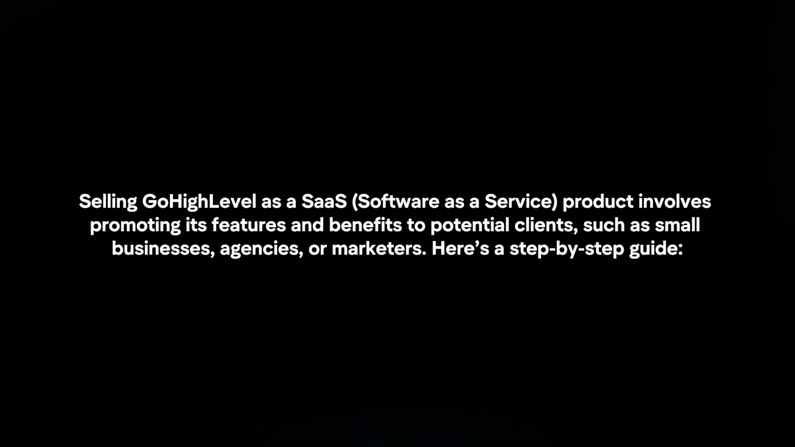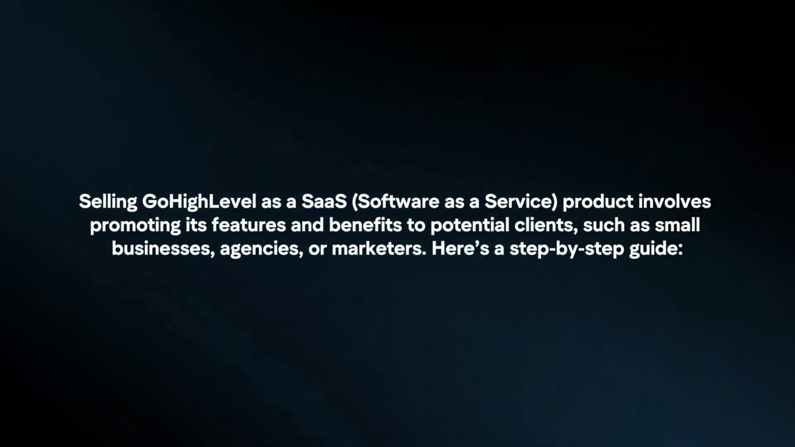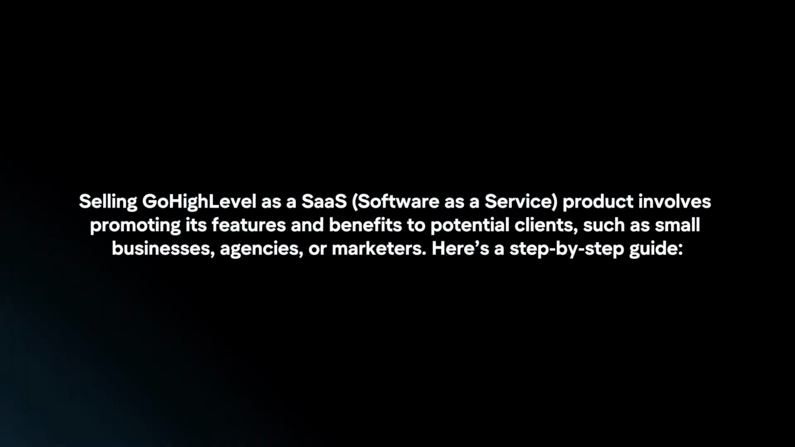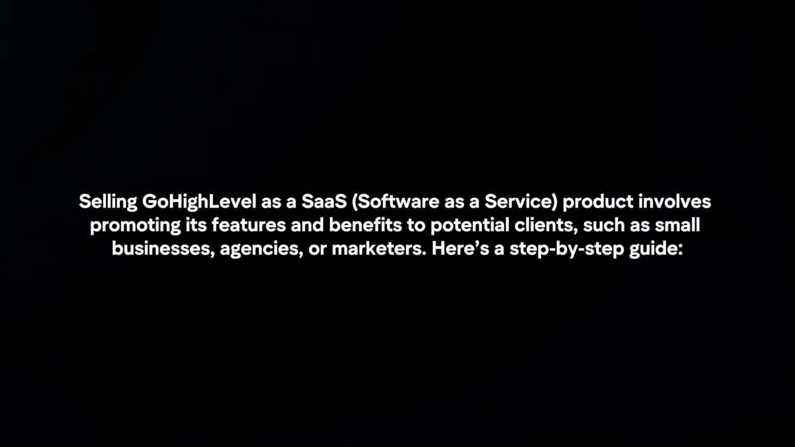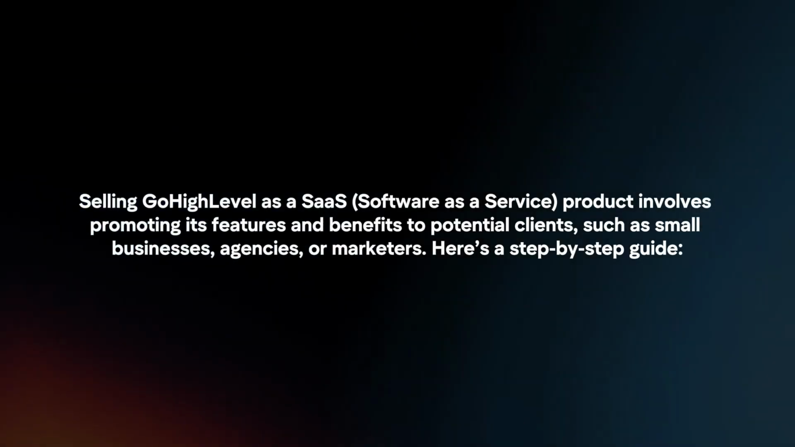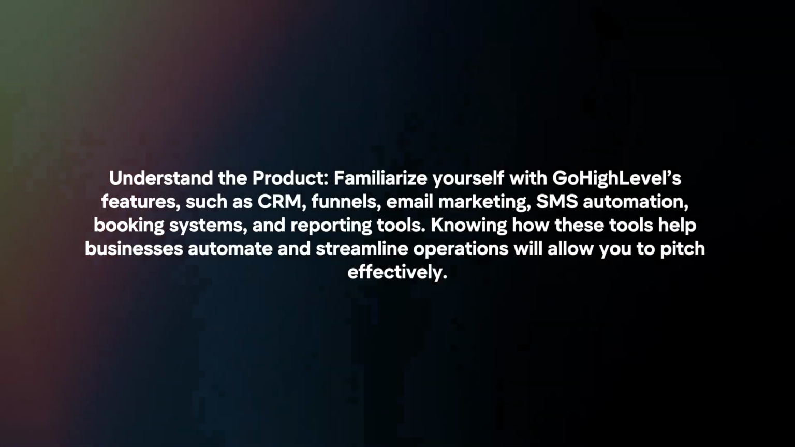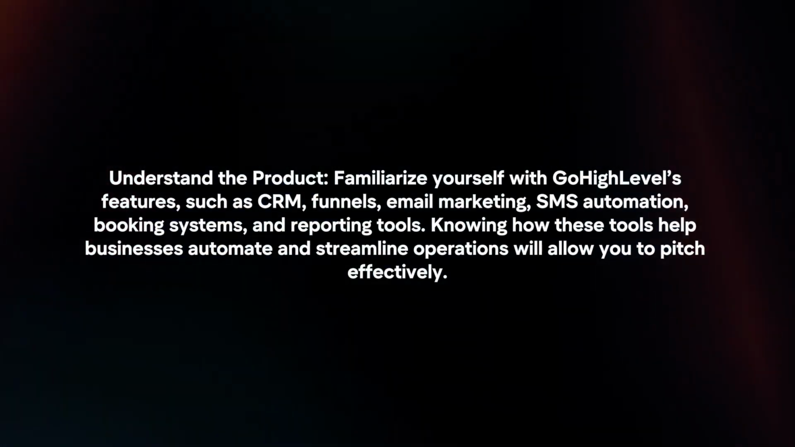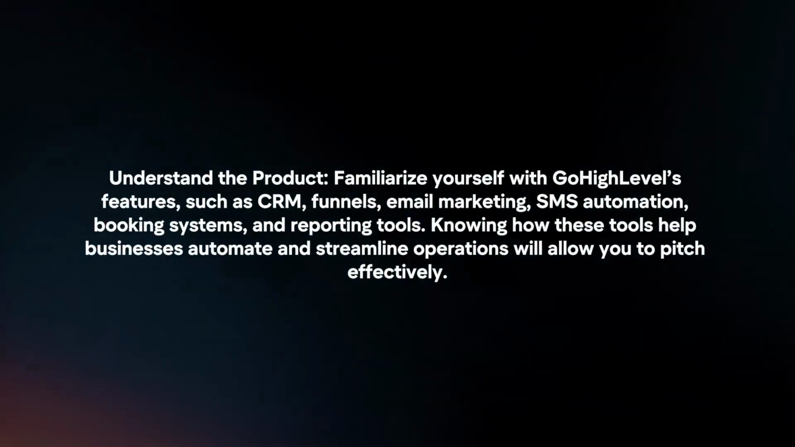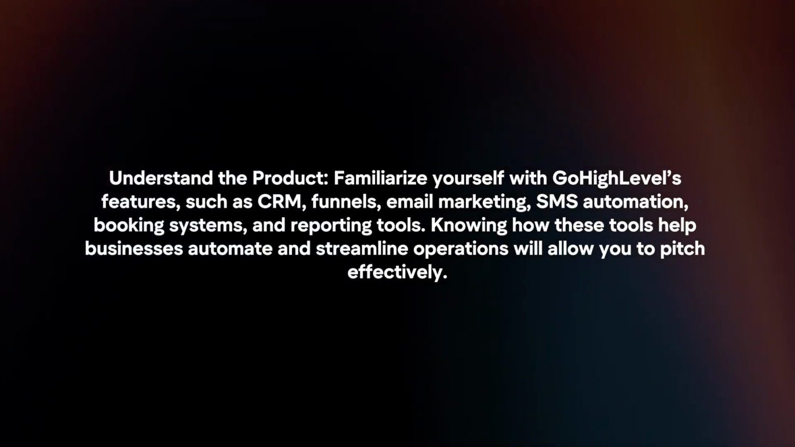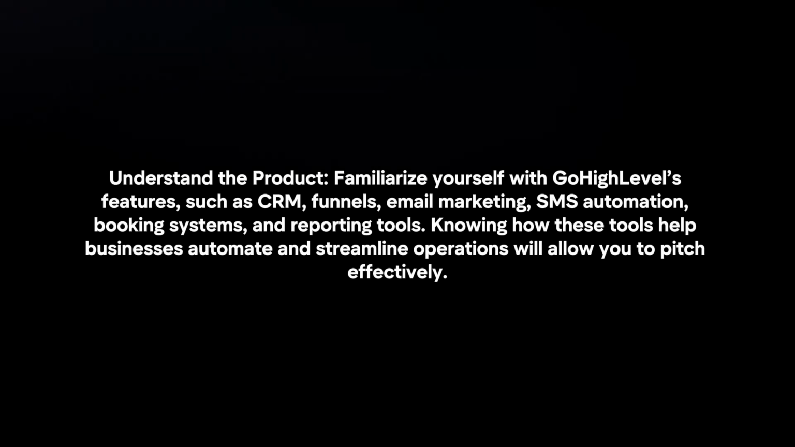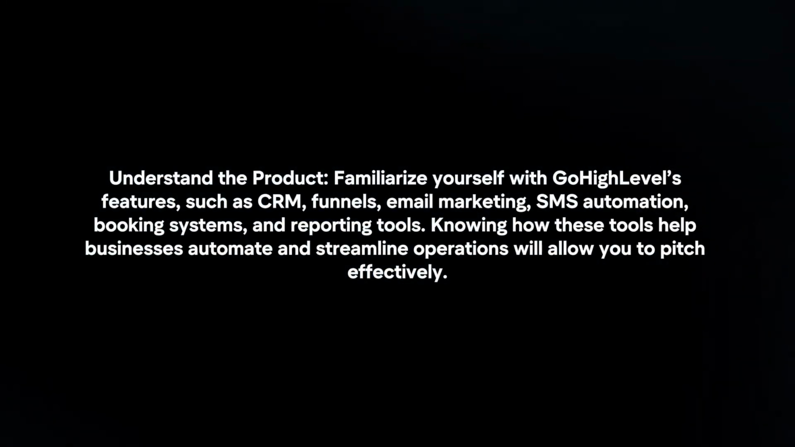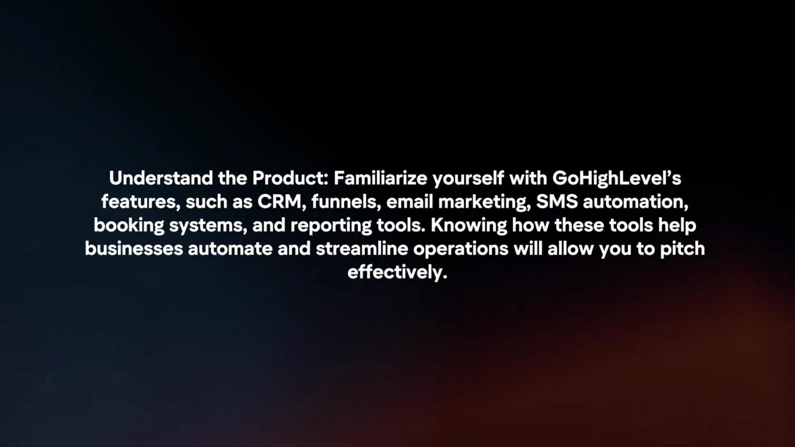Selling GoHighLevel as a SaaS product involves promoting its features and benefits to potential clients, such as small businesses, agencies, or marketers. Here's a step-by-step guide. Understand the product. Familiarize yourself with GoHighLevel's features, such as CRM, funnels, email marketing, SMS automation, booking systems, and reporting tools. Knowing how these tools help businesses automate and streamline operations will allow you to pitch effectively.